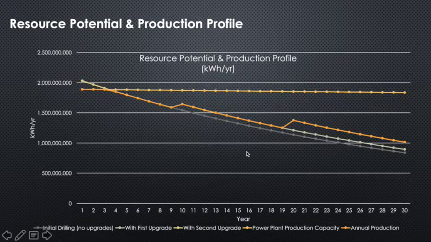Let us now look at the resource potential graph and the production profile. The power plant production capacity depreciates annually by 0.1%, and the resource potential with only initial drilling capabilities depreciates by almost 60%, as you can see in this gray colored graph here. The CREST geothermal model allows up to 2 major well replacements on the life of the project, at the 10th year mark and at the 20th year mark. And with these upgrades, we were able to curtail the depreciation rate to almost less than 50%.